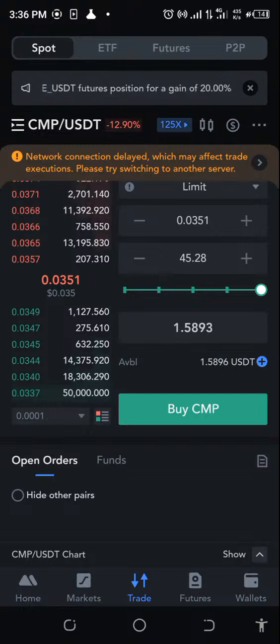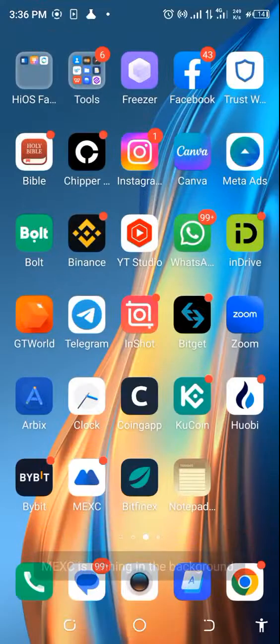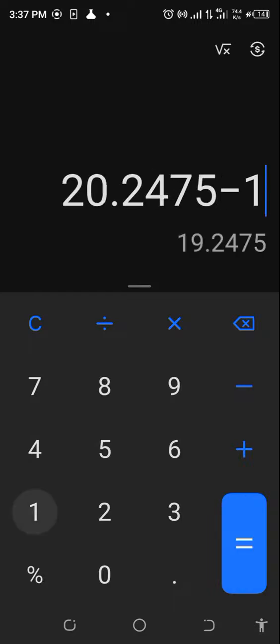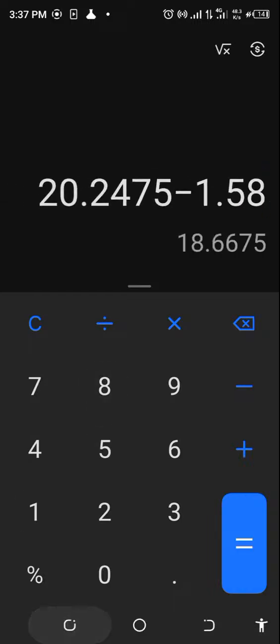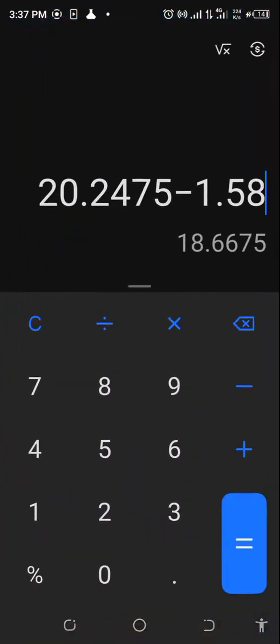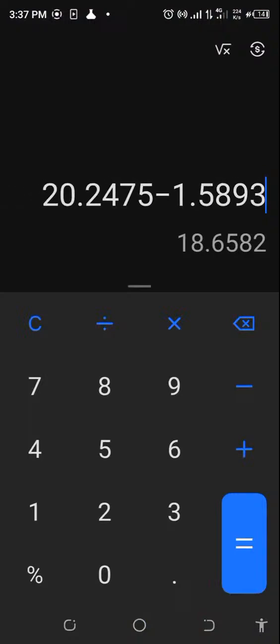So the price was 20.247. That was what we had before. So if I had 20.247, I think 2475, yes, minus, what we have is 1.58. Let's just go check what this is. 1.5893. So what we're working with really is 18.6582. So let's just work with that.